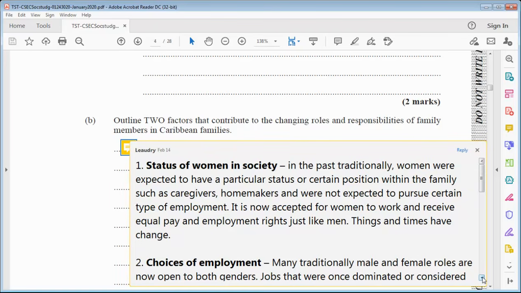Well, we know that in the past, traditionally, women were expected to have a particular status or certain position within the family, such as being caregivers and homemakers, and they were not expected to pursue certain types of employment. But it is now accepted for women to work and receive equal pay and employment rights, just like men. So really, things and times have changed. So 1, the status of women in society has changed.